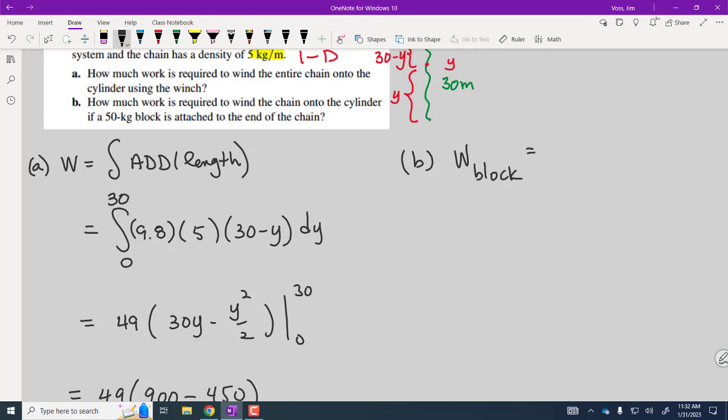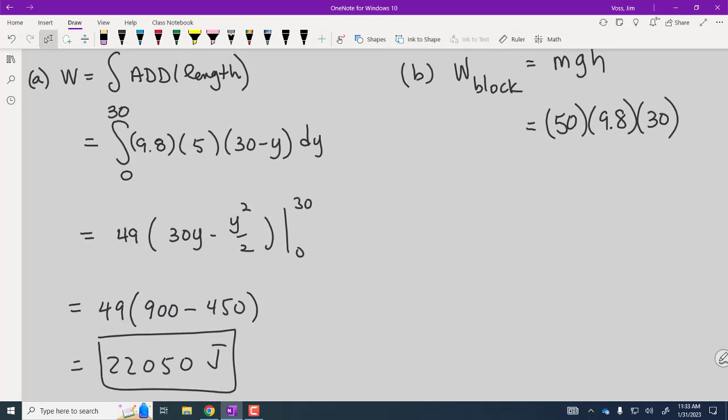is going to be mgh. It's going to be the mass of the block multiplied by gravity multiplied by the distance traveled. What's the mass of the block? 50, thank you. So that's going to be the work done in lifting the block. That's how much work it's going to take to lift the block 30 meters. So all we have to do is multiply that and then add it to the other one. So we are going to have 50 multiplied by 9.8.